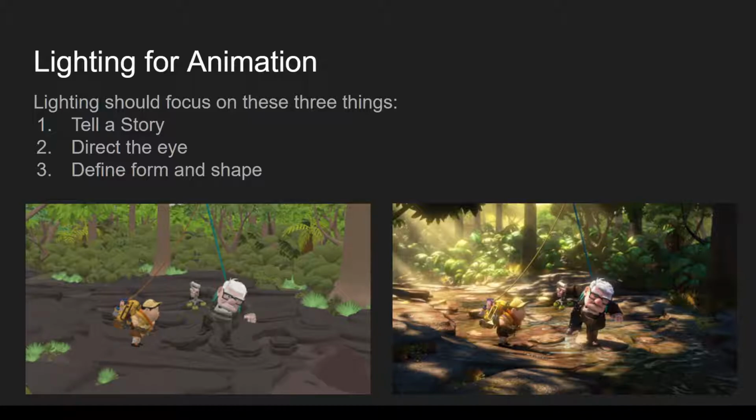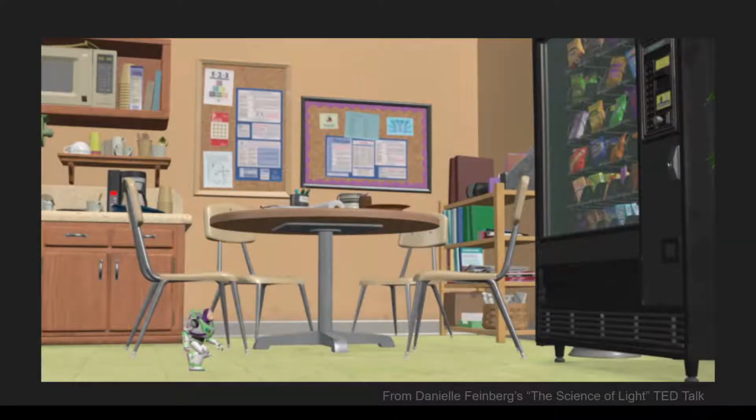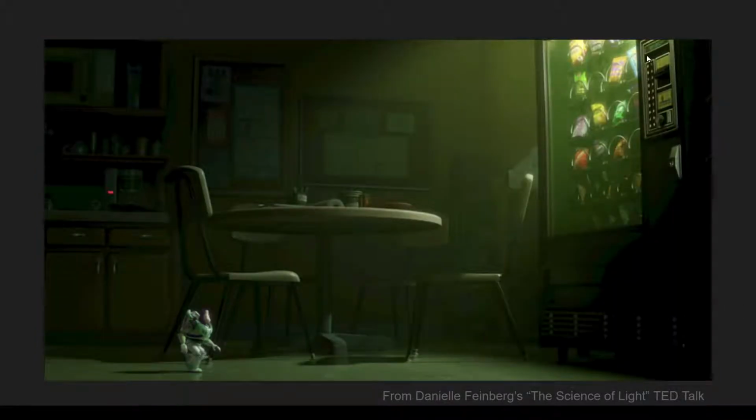These three things are we want to use our lighting to tell a story, we want to use our lighting to direct the eye in the image, and we also want to use lighting to define form and shape. So let's start with telling a story. Lighting can be used to pull us in a particular narrative direction, like in this shot from Toy Story 3. As Buzz is approaching this vending machine, those lights are giving us a clear direction and relationship between these characters.